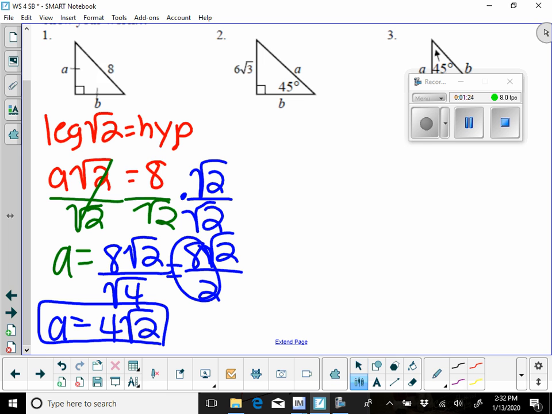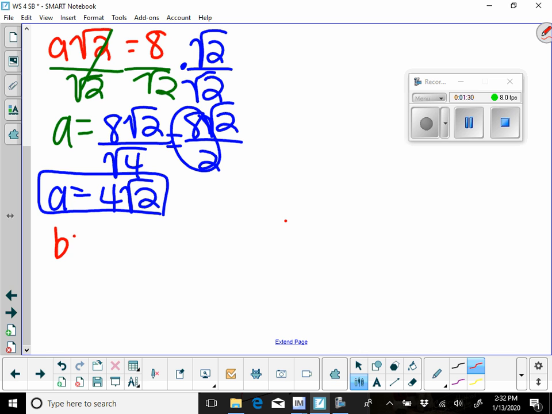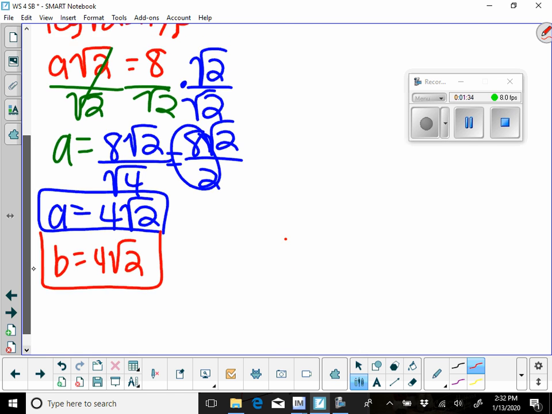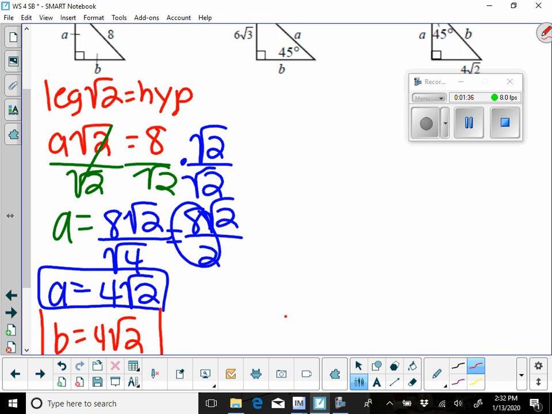Since you know 45, 45, 90 has two legs the same, B would also be 4 square root of 2. Make sure you have them both written down.